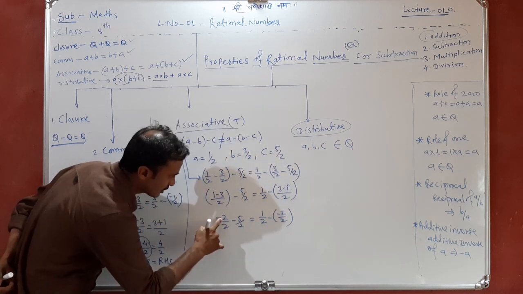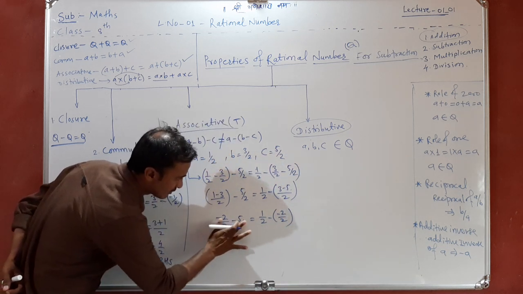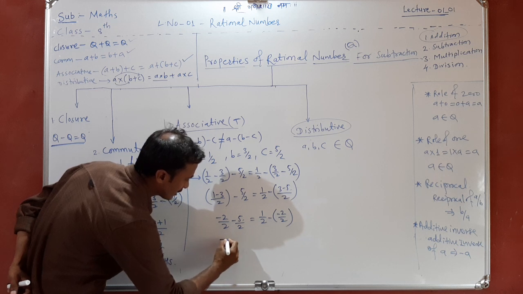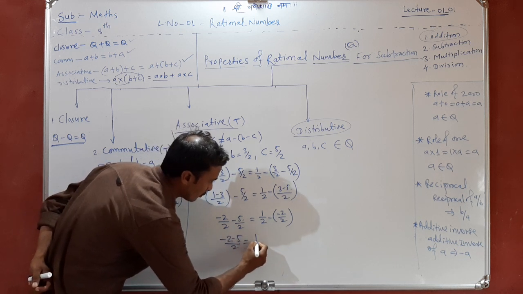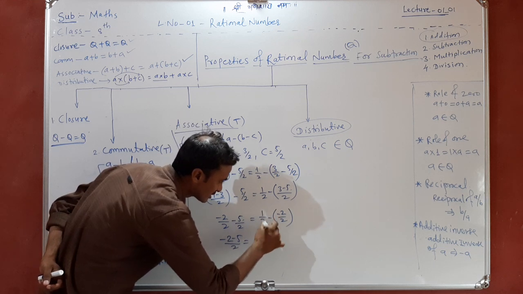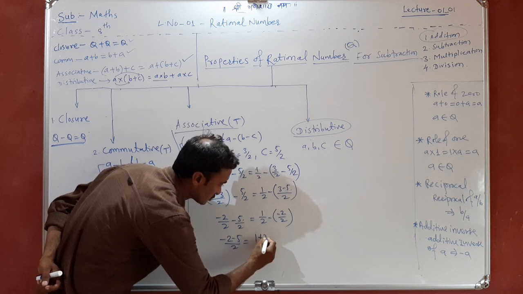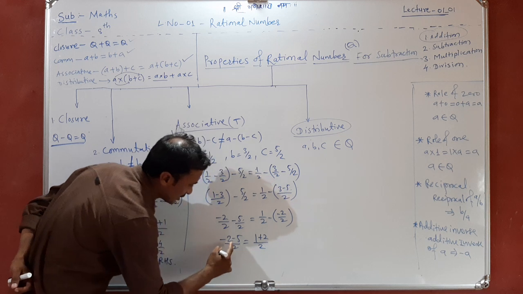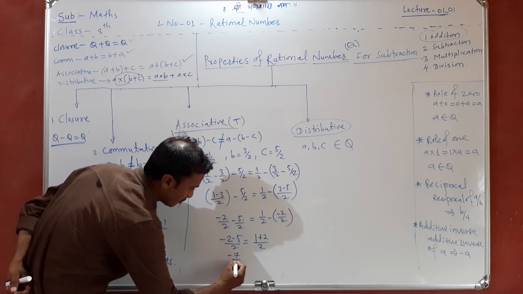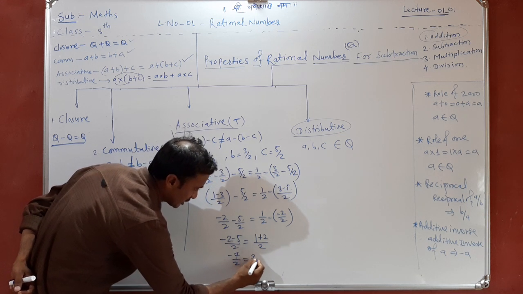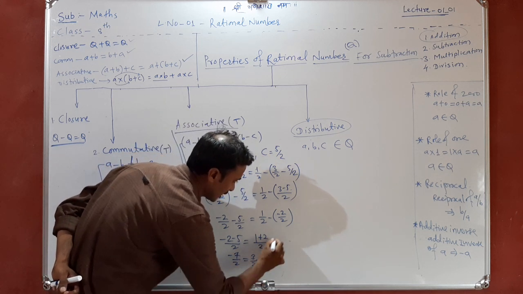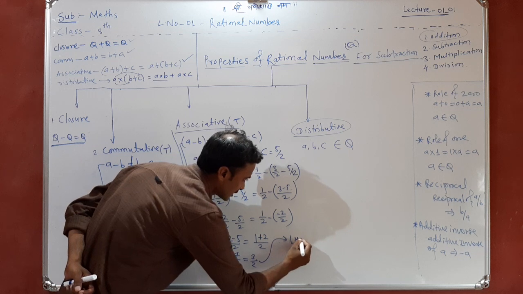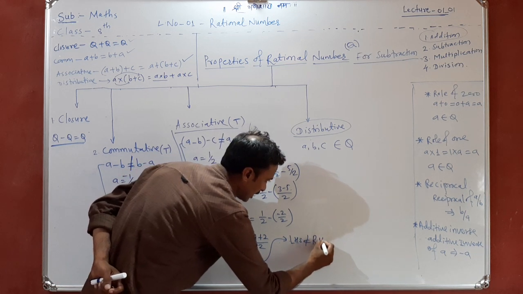Now the denominators are equal, so we add the numerators: minus 2 minus 5 upon 2 is equal to minus 7 by 2, and on the other side here we are getting plus 2 upon 2, giving 3 by 2. So we can write down that LHS is not equal to RHS.